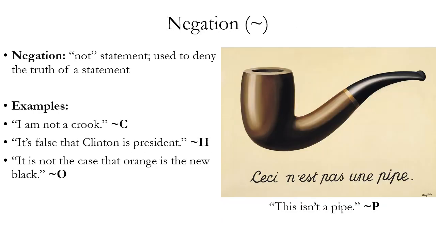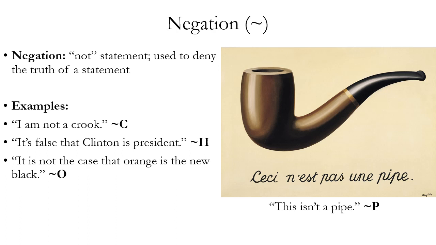The first logical operator that we're going to look at is the negation. This is a not statement, which is used to deny the truth of a statement. The negation operator is symbolized by a tilde. So here are some examples. I am not a crook. We could symbolize that with tilde C. It's false that Clinton is president. We could symbolize that by tilde H.